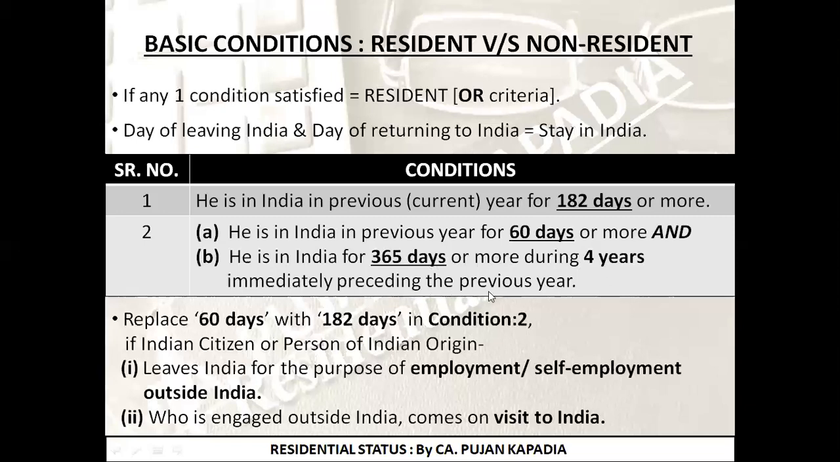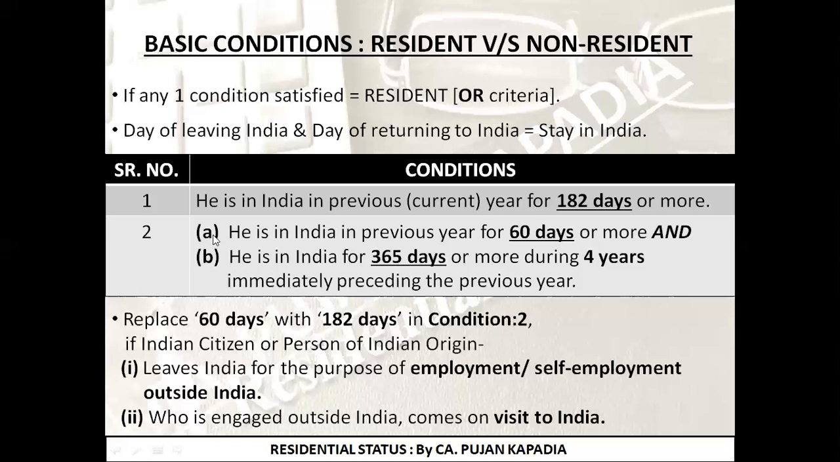Like I've given you the example, if my previous year is 2019-20, then in B point, I'm not going to consider 2019-20. I'm going to go 4 years back from 2019-20. That is 15-16, 16-17, 17-18, and 18-19. Now in these total 4 years, I'm going to calculate my total stay in India. If it is coming to 365 days or more, I would say my B part has been satisfied. If not, then I would say B part is not satisfied.